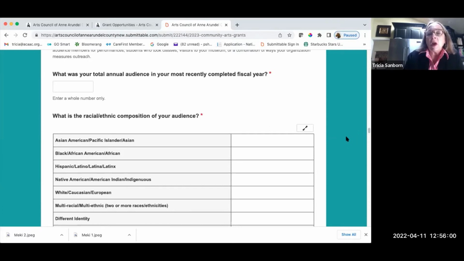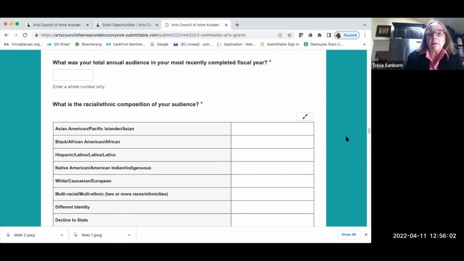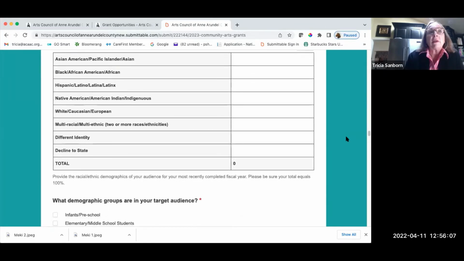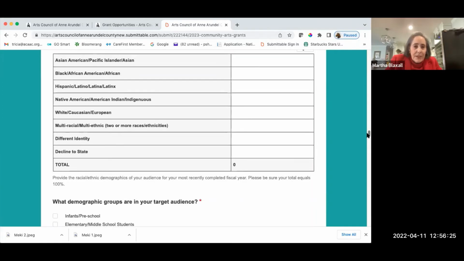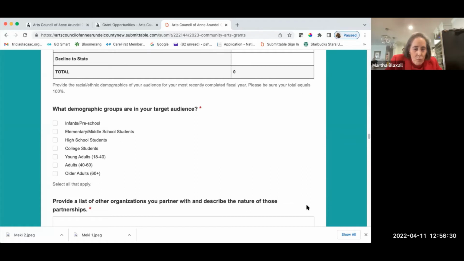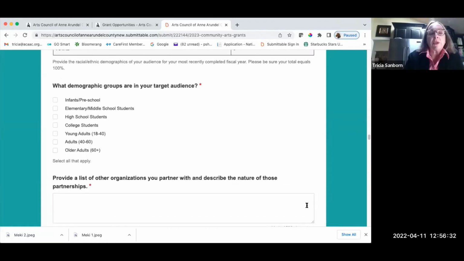Racial and ethnic demographic of your audience. At this point in time, you may not be able to measure it exactly, but you can probably take a pretty good estimate. Here this should equal 100 because we are asking percentages here. Oh, it is percentage. Okay. Yeah. What demographic groups are in your audience? You can check all that apply.